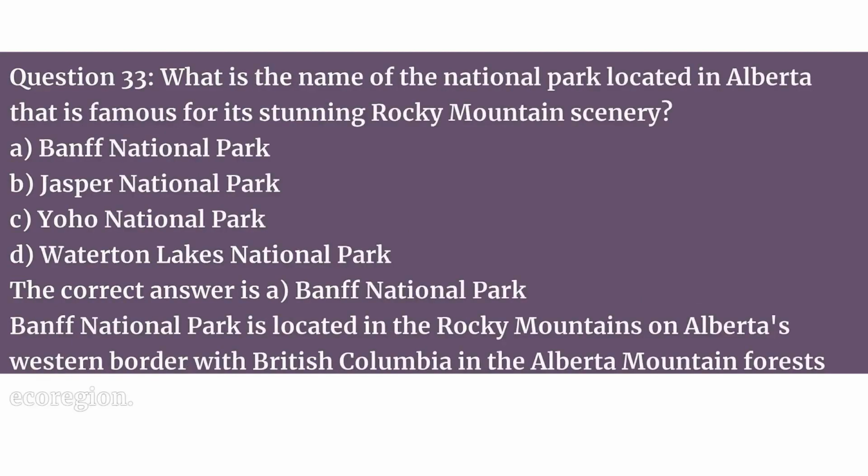Question 33. What is the name of the national park located in Alberta that is famous for its stunning Rocky Mountain scenery? A. Banff National Park. B. Jasper National Park, C. Yoho National Park, D. Waterton Lakes National Park. The correct answer is A. Banff National Park. Banff National Park is located in the Rocky Mountains on Alberta's western border with British Columbia in the Alberta Mountain Forests ecoregion.